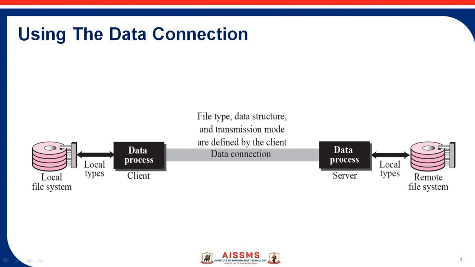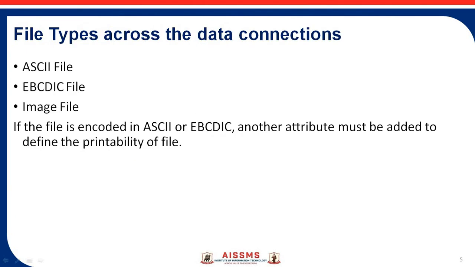The heterogeneity problem is resolved by defining three attributes of communication. First, file type, second, data structure, and third, transmission mode. We will see file types across the data connection: ASCII files, EBCDIC files and image files. First, we will see the ASCII file.